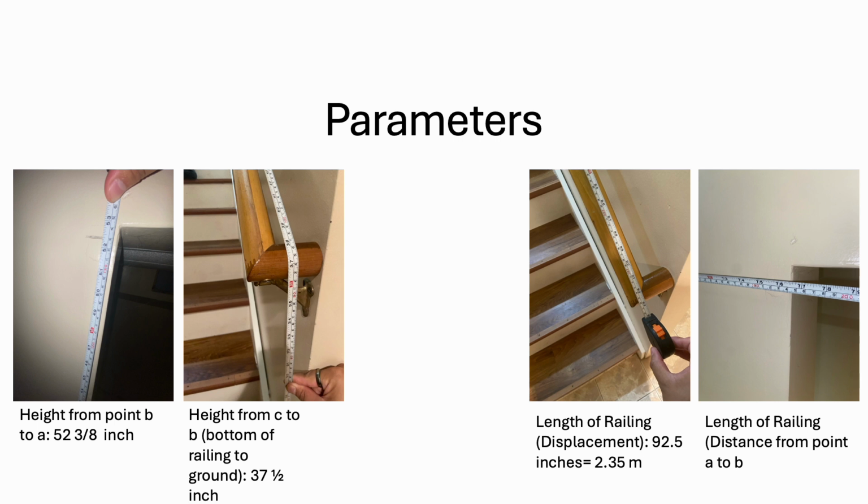So for the parameters, we would look for the height from point B to point A, which is the bottom of the railing to the top of the height to point A. The height from point C to B, the bottom of the railing to the ground. The length of the railing, which has a displacement of 92.5 inches, which is equal to 2.35 meters. And the length of the railing, which would be the distance from point A to point B, but from the top of the triangle. So it would be distance rather than displacement.